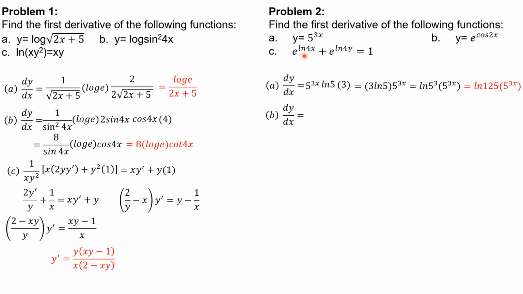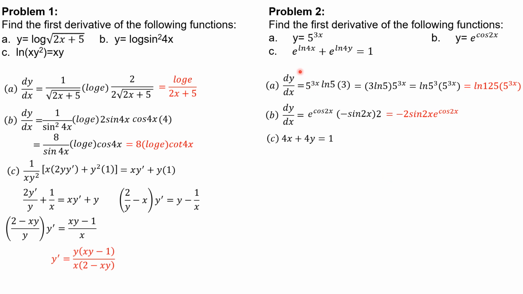We proceed to b. This is y equals e to the u, where u is cosine 2x. So dy dx equals e to the u, e to the cosine of 2x, times the derivative of u. Derivative of cosine is negative sine of 2x, times the derivative of 2x, which is 2. So therefore, the answer is negative 2 sine of 2x times e to the cosine 2x.